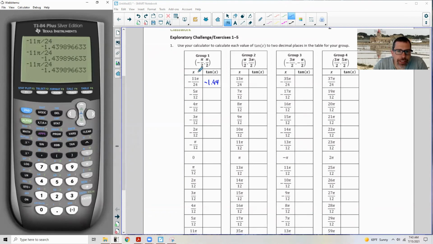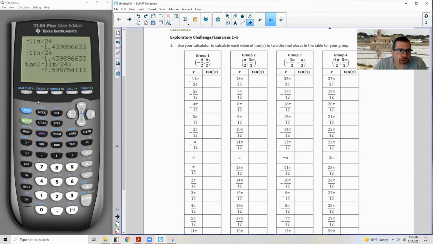Okay, what am I not doing? I'm not doing the tangent of x. I'm just putting x in. So that's my x. So now if I do the tan of negative 11 pi divided by 24, then I'll get negative 759.